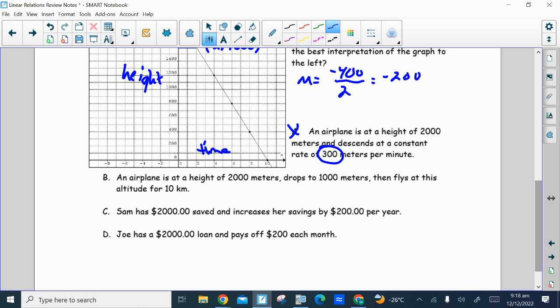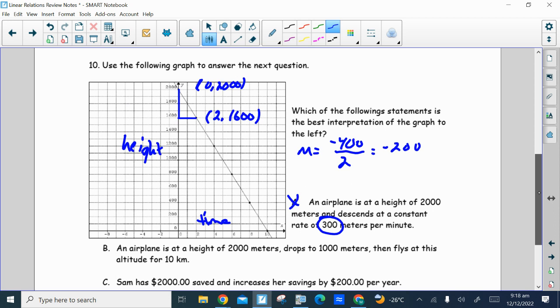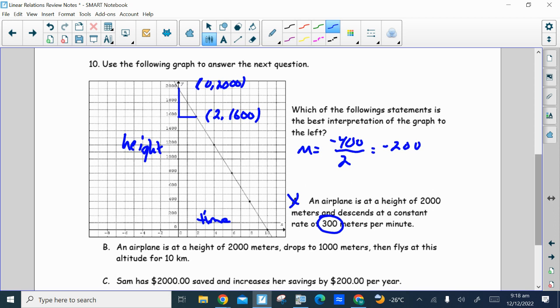B says an airplane has a height of 2,000 meters and drops to 1,000 meters, then flies at this altitude for 10 kilometers. Well, that's not true, according to this graph, because if it flew at a height of 1,000 meters for 10 kilometers, you'd have a section of the graph that was horizontal, going straight out at a height of 1,000 meters. So that's not it.